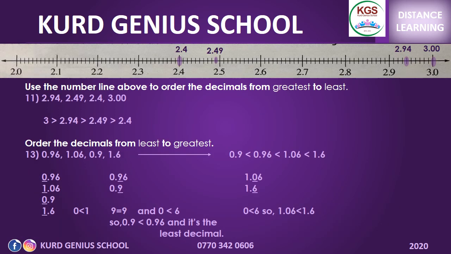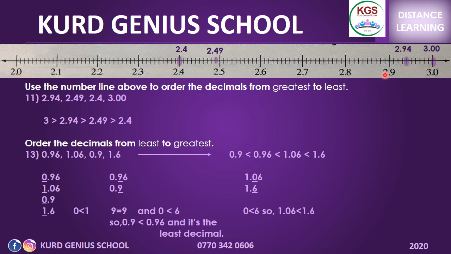Use the number line above to order the decimals from greatest to least. Number 11. We have 2 and 94 hundredths, 2 and 49 hundredths, 2 and 4 tenths, and 3. It says order them from greatest to least using the number line above. So let's mark each number on the number line. And we will start from 2 and 94 hundredths.